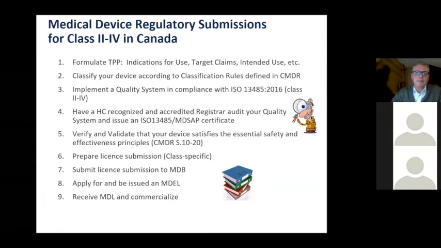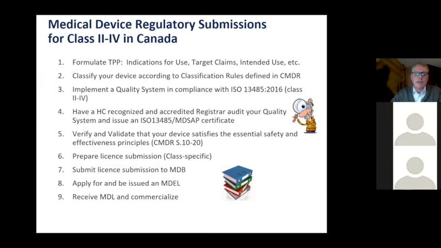Within your TPP, you will include your indications for use, your target claims, your intended use, and a lot of other information that you have about your product. And for that information that you don't have, you will provide your assumptions about what that information will be. Once you've formulated your target product profile, you'll then use that information to classify your device according to the classification rules. You'll implement a quality system that's in compliance with 13485 and have that reviewed by a registrar, and have them issue your certificate, because of course it will be compliant.